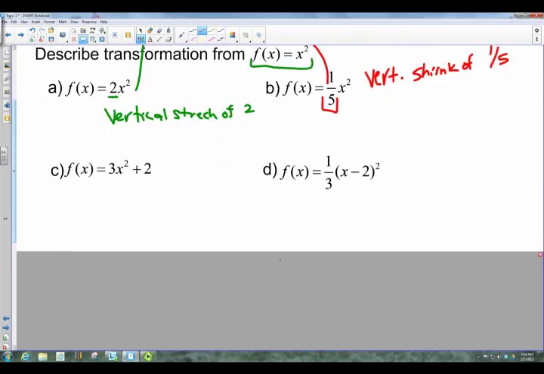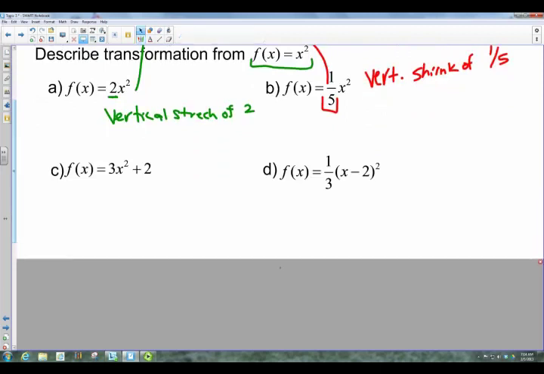Now we can put this into play with things that we've looked at in the last video. So what you've got here is an a value of 3, and then you've got this plus 2 on the end. If you remember that last video, that moves it a certain direction, up, down, left, or right. Well, we'll start with the 3. The 3 is a vertical stretch of 3. And then the 2, because it's a plus 2, it's outside my function, would move it up 2, and there's your final answer. Okay, so you can combine these things.